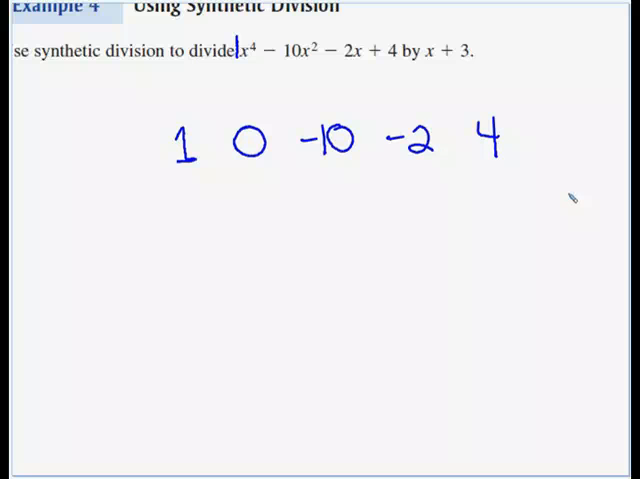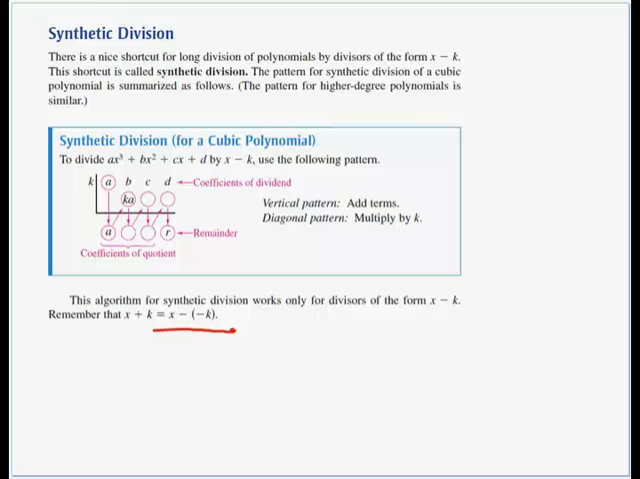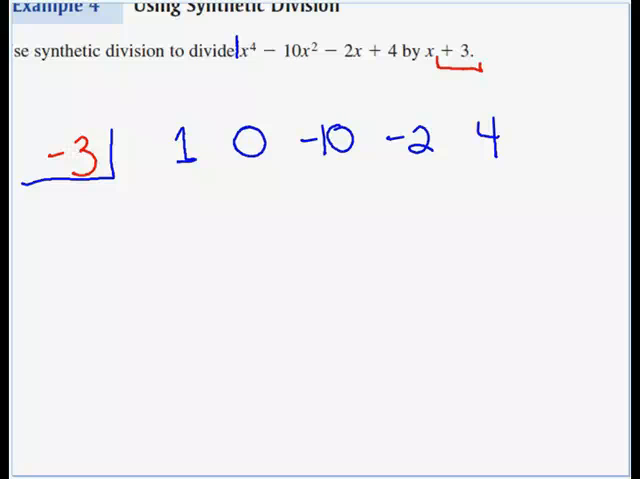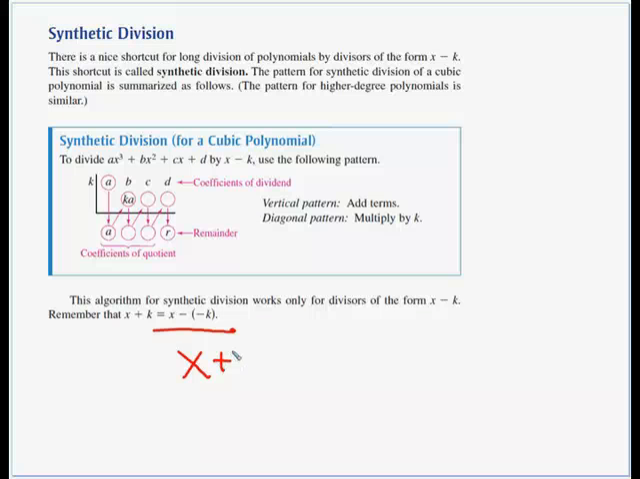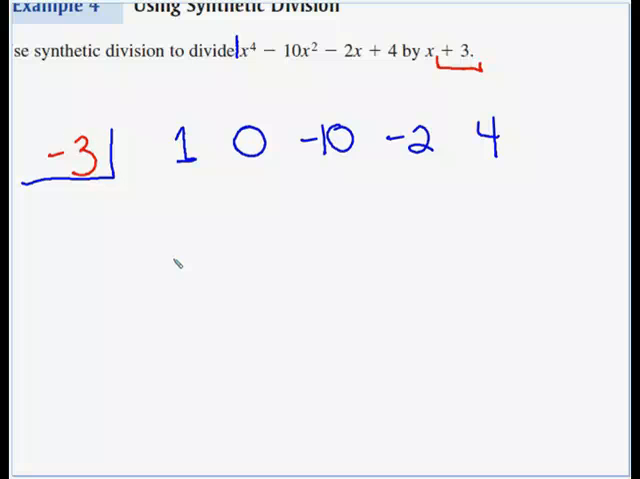And I'm going to divide that by this. When I look here, I concentrate on just this. I see a plus 3. I'm going to change the sign, so over here it is a minus 3. If you want to think about it this way, x plus 3 could be rewritten as x minus a negative 3, and that negative 3 is what's going right here. So I draw a little line below. We just need one space here, and here's the pattern.